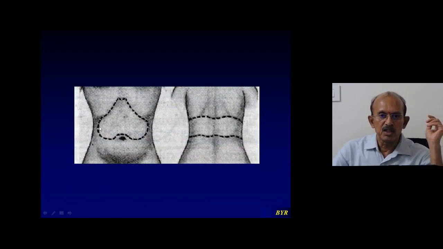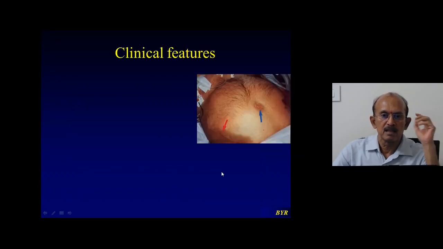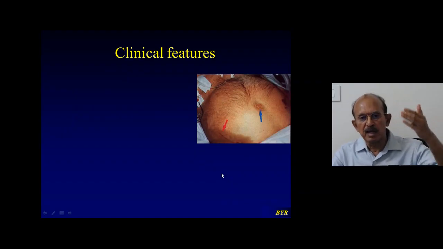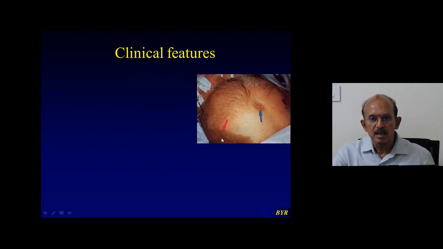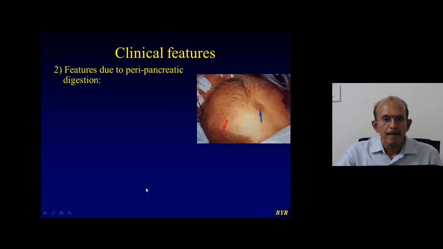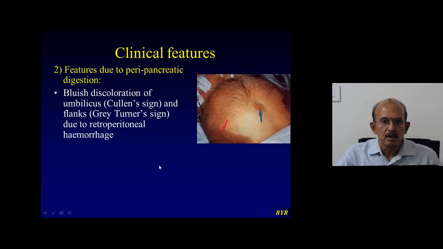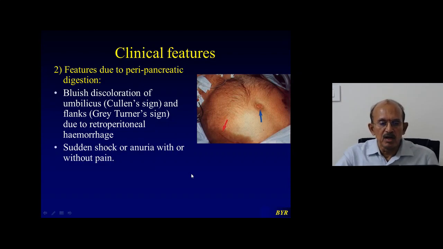So this is the distribution of pain in acute pancreatitis. We have seen the seepage of enzymes will be there in the flanks. It collects in the flanks, and you can see there are hemorrhages in the flanks, and there is hemorrhage in the umbilicus. These are described as the Cullen sign and Grey Turner sign. Features due to peripancreatic digestion: bluish discoloration of the umbilicus and flanks due to retroperitoneal hemorrhages. Sudden shock or anuria with or without pain.